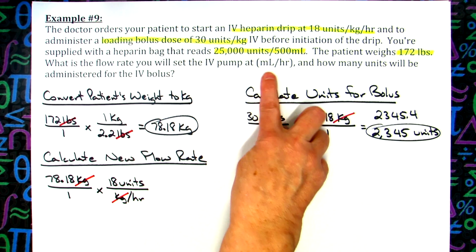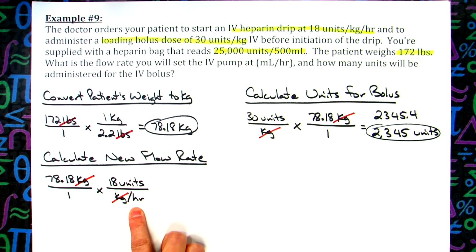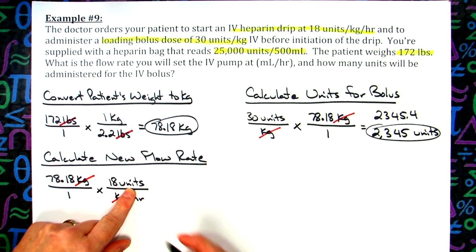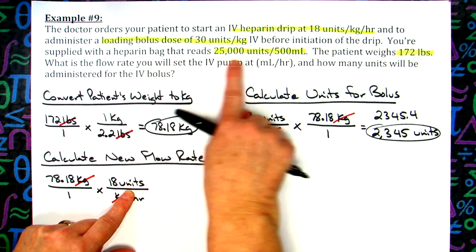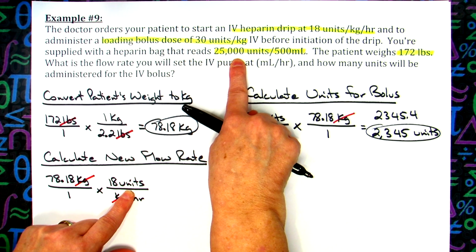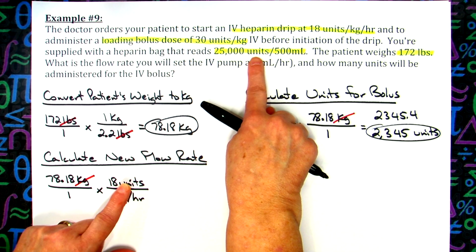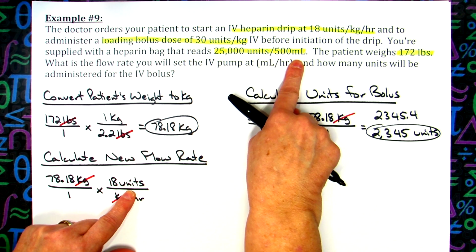All right, now we know this is going to be milliliters per hour. I have hours, but I have units, no milliliters. So the next thing I have to work on is getting rid of these units. All right, the heparin bag had 25,000 units per 500 milliliters. That's going to give me an opportunity to get rid of the units. I'll be left with milliliters.